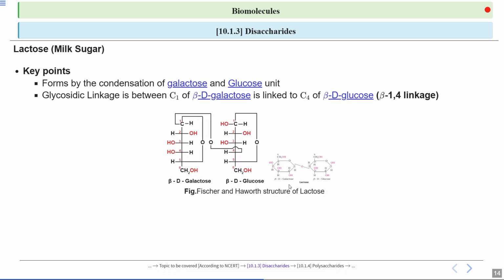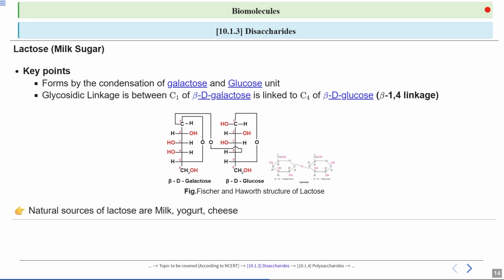So if you see, this is the Fischer projection and this is the Haworth projection. Okay, so if you carefully look, there is carbon 1 of beta D galactose and we have carbon number 4 of beta D glucose, and they join together through a glycosidic linkage and give us lactose. Okay, so lactose is found naturally in foods like milk, yogurt and cheese. So these are the main dietary sources for most people.